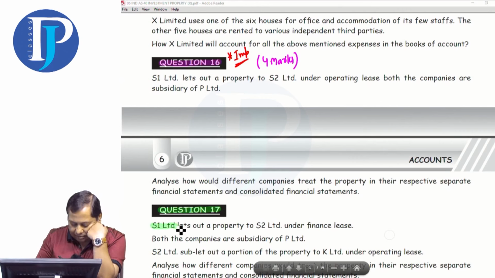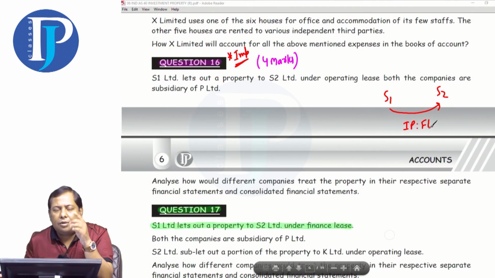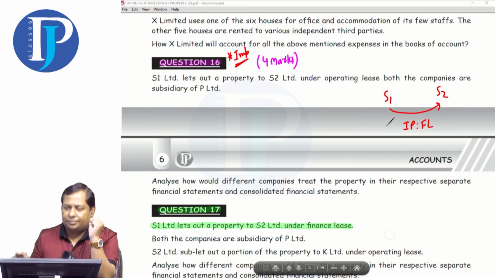S1 Limited lets out a property to S2 under a finance lease. Consider this point. I will have to make the chart very carefully. S1 gave a property to S2, okay? And that too on a finance lease. Now tell me, in a finance lease, who will inherit and own the property?